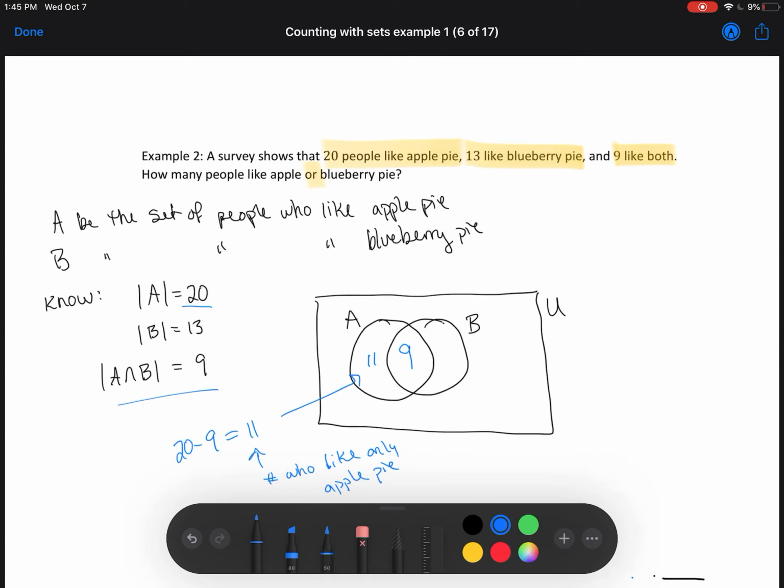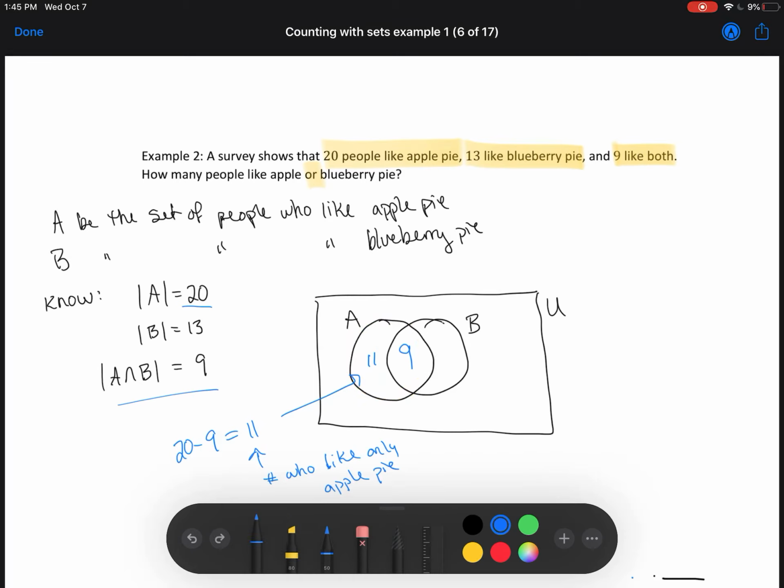Basically the idea there is that this is the set difference of A and B. So there are 11 people who like only apple pie. There are 9 people who like both. And then, of course, when we look at the whole circle A, which is all the people that like apple pie, we get 11 plus 9, which is 20.